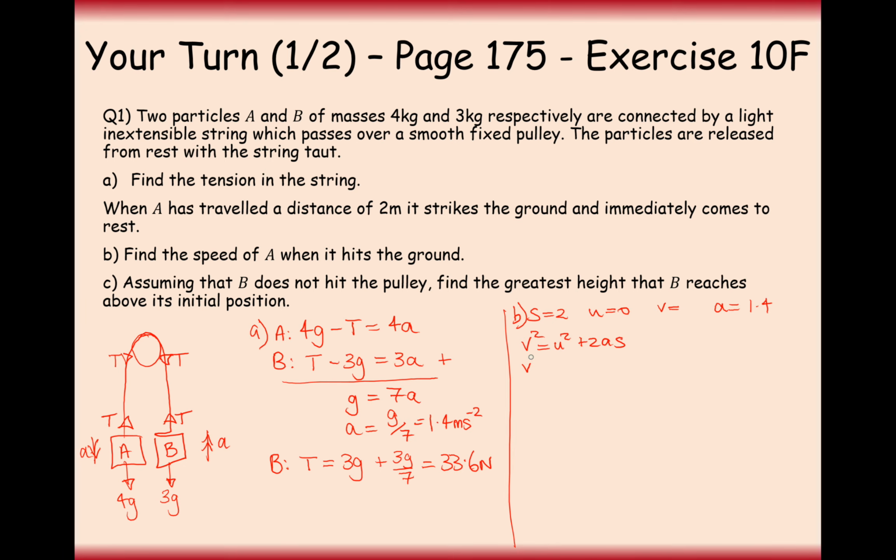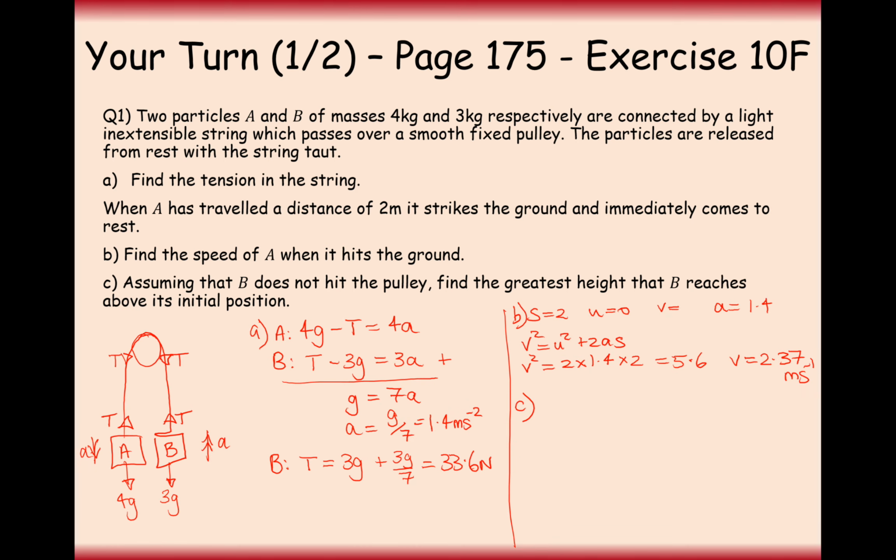So here, v squared is what we want to find. So it's just going to be 2 times 1.4 times 2, which is going to equal 4 times 1.4 equals 5.6, and then we'll have to square root that. Square root answer 2.37 meters per second.